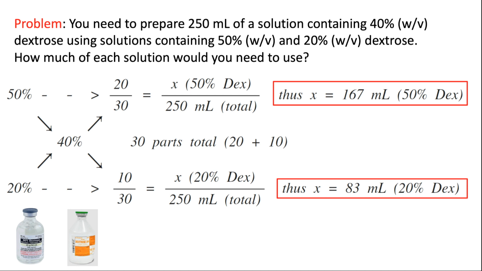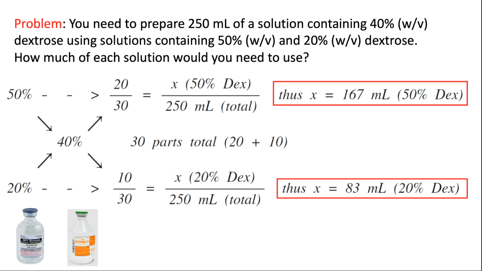Okay? Jumping down below, let's do the same sort of math for the 20%. So here my proportion was 10 out of 30. And I'm going to set that equal to some unknown volume of the 20% dextrose over, again, the total volume, which is 250 mils. So now I solve for x. I take 10 times 250, but now divided by 30, and I get 83 milliliters of the 20% dextrose.